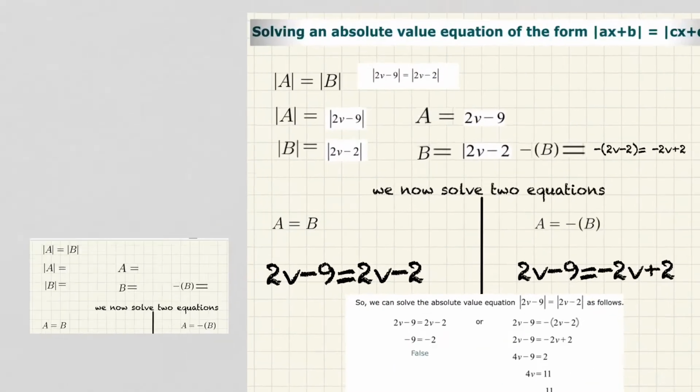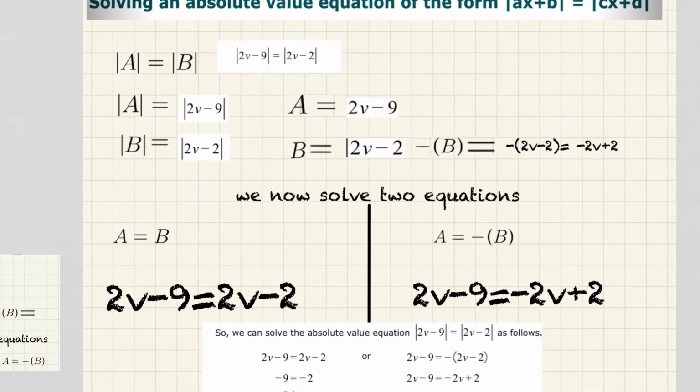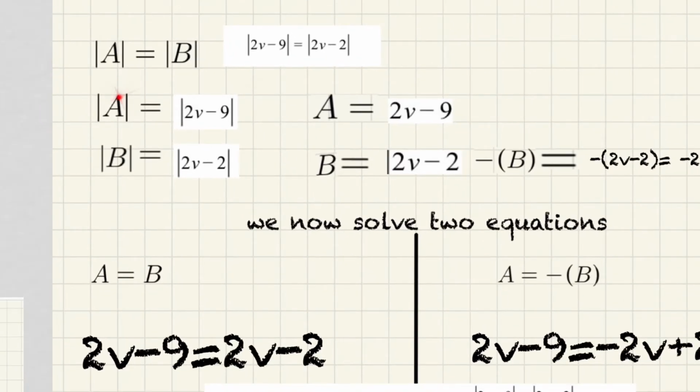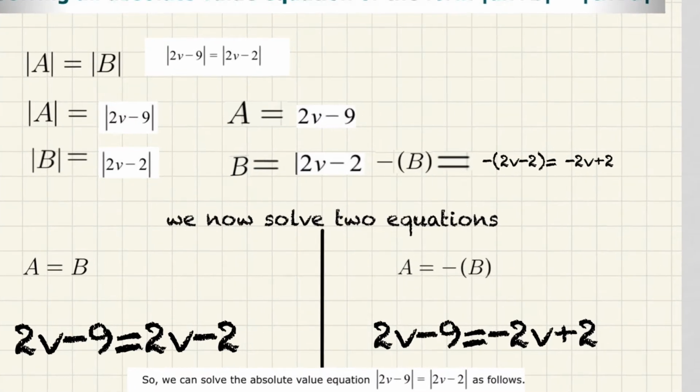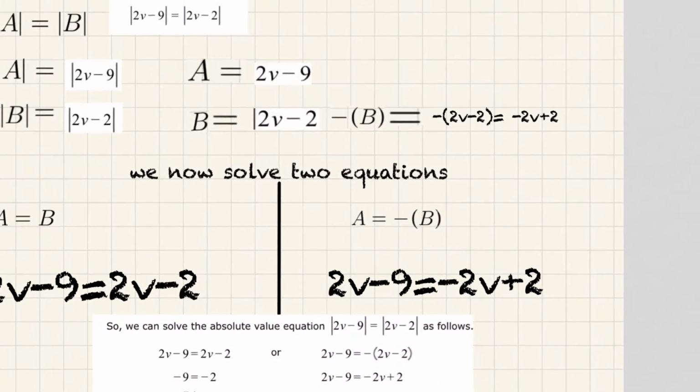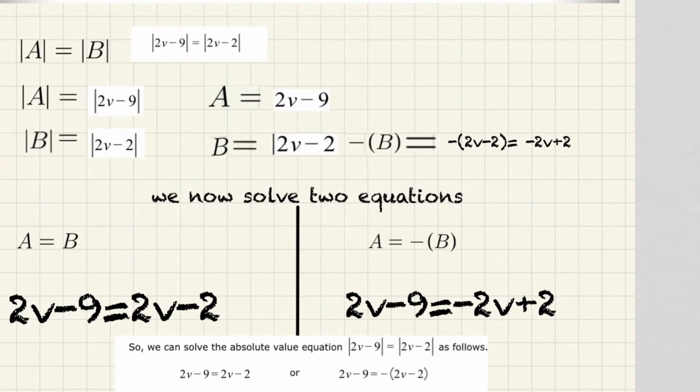For this problem, we have the absolute value of 2v minus 9 equals the absolute value of 2v minus 2. Here's my A, here's my B. The absolute value bars are gone for A and for B. Now I want to find negative B, so I take that negative and distribute it in, and I come up with negative 2v plus 2.